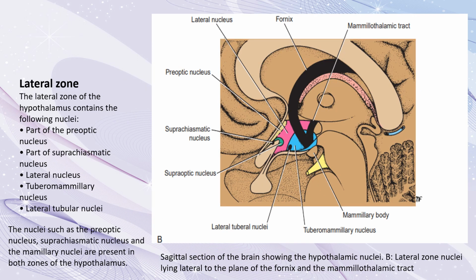And this is the lateral zone nuclei, which is lying lateral to the plane of the fornix and the mammillothalamic tract. The nuclei present in the lateral zone of the hypothalamus include part of the preoptic nucleus, part of suprachiasmatic nucleus, lateral nucleus, tuberomammillary nucleus, lateral tubular nuclei. The nuclei such as preoptic nucleus, suprachiasmatic nucleus, and the mammillary nuclei are present in both zones, overlapping.